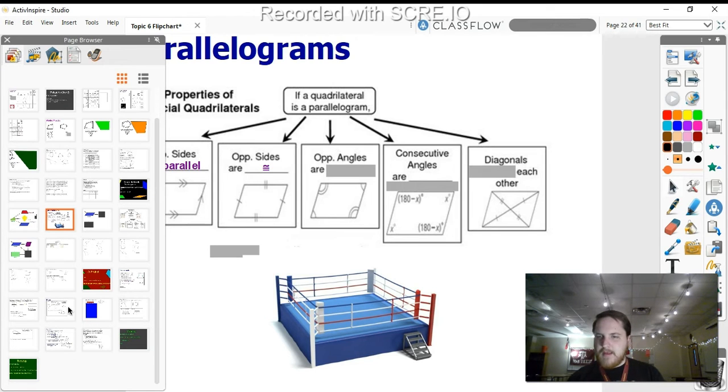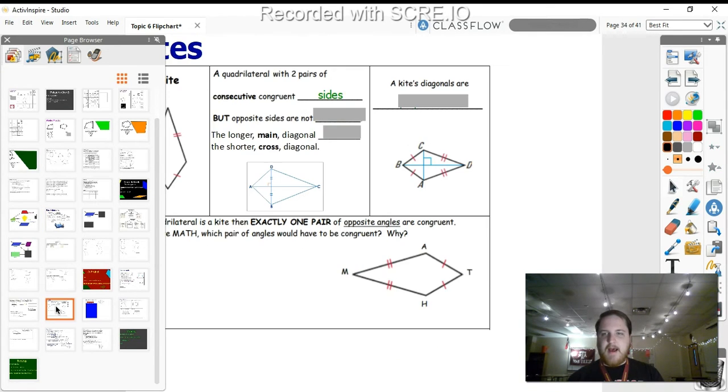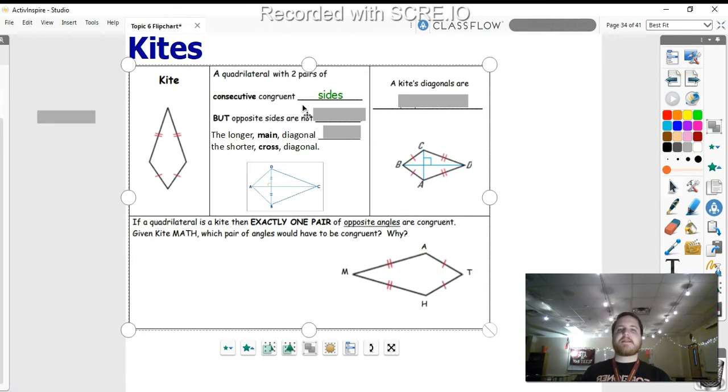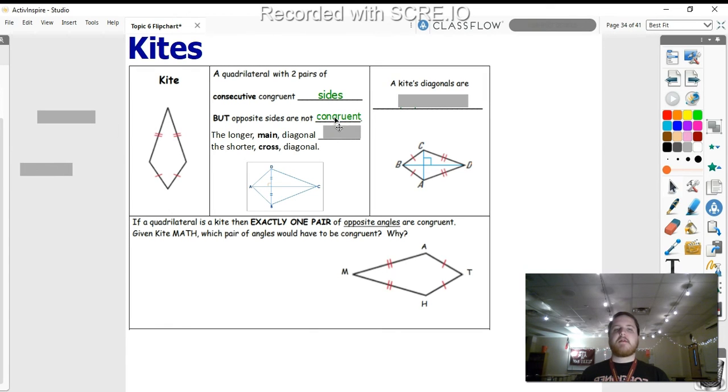Well, when we look at kites, a kite is set up so that you've got consecutive congruent sides. That means the sides next to each other are the same length rather than the sides that are opposite from each other. Opposite sides are not congruent. When you look at a kite, the longer diagonal, called the main diagonal, bisects the shorter diagonal.